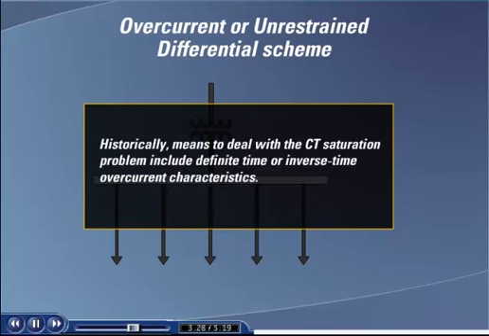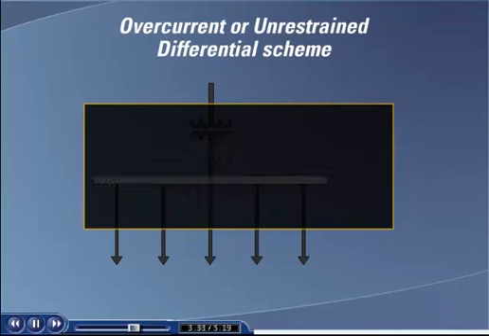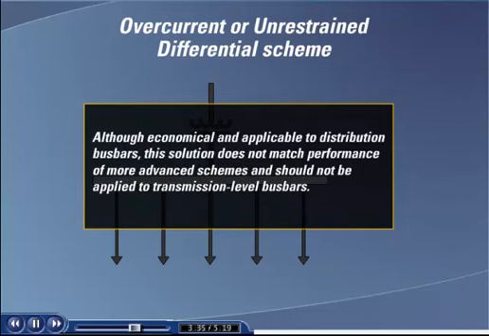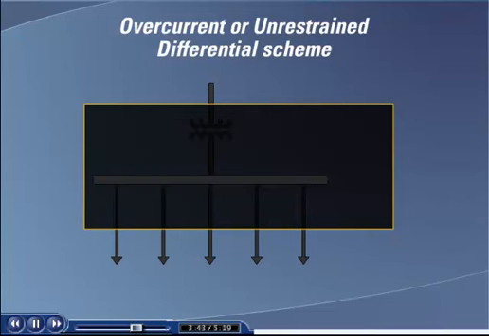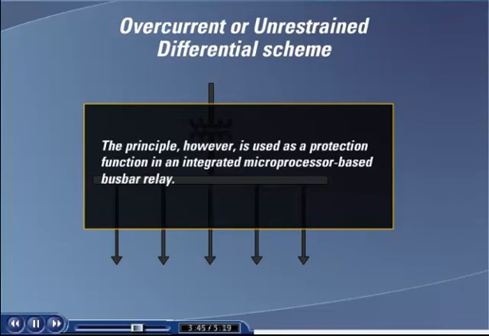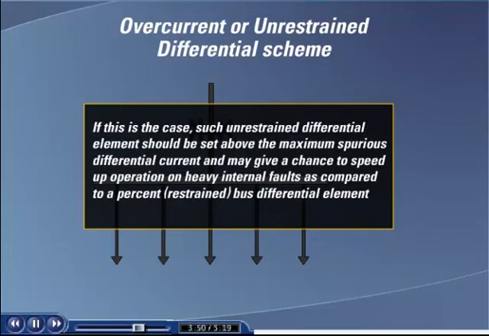Historically, means to deal with the CT saturation problem include definite time or inverse time overcurrent characteristics. Although economical and applicable to distribution busbars, this solution does not match the performance of more advanced schemes and should not be applied to transmission-level busbars. The principle, however, is used as a protection function in an integrated microprocessor-based busbar relay. If this is the case, such unrestrained differential elements should be set above the maximum spurious differential current and may give a chance to speed up operation on heavy internal faults as compared to a percent or restrained bus differential element.